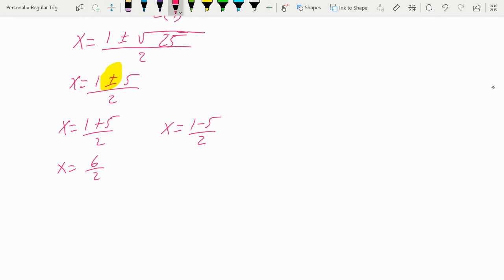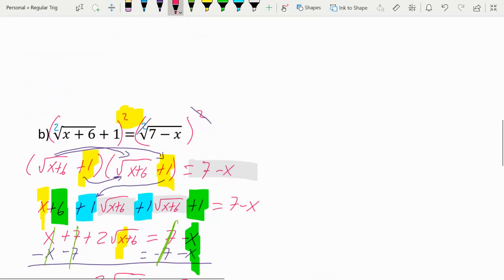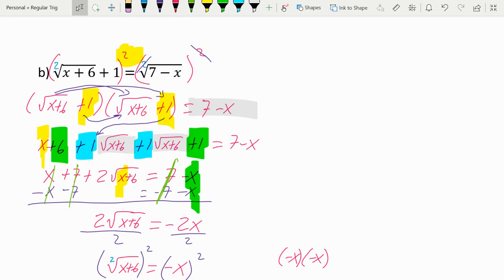So quickly, let's get these answers. It ends up being 6 over 2, which gives me 3. This one ends up being negative 4 over 2, which gives me negative 2. So our two answers are 3 and negative 2. All right, we do have to check them. So let's check both of them. Let's check x equals 3 first.